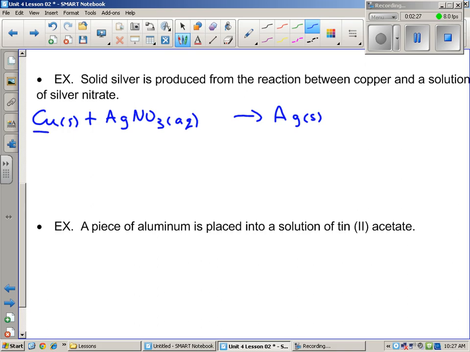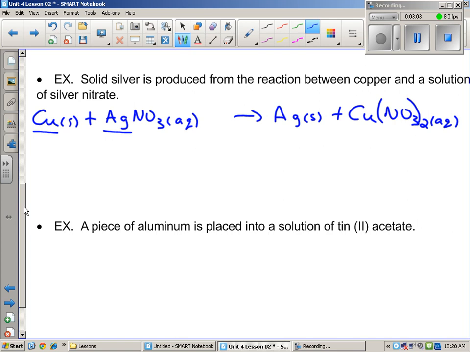The metals switch places. Here's my metal here, and here's my metal here. Metals, of course, are always at the beginning of the ionic compound, and copper is a metal. They're going to switch places. So silver is going to come out by itself. Copper is going to go in with the nitrate here. Now this is a case where we have to ask what copper it's going to form, because copper comes in more than one charge. So we have to use the most common. In this case, copper 2 is more common. It comes first on the periodic table. So we'll get that there.